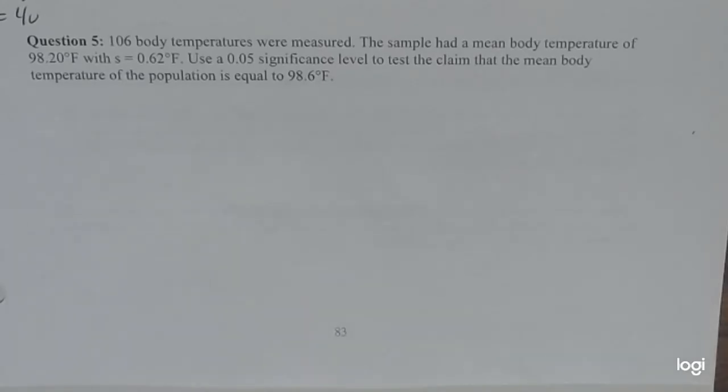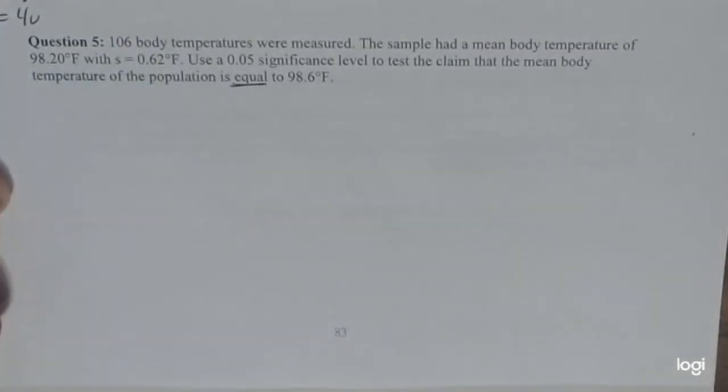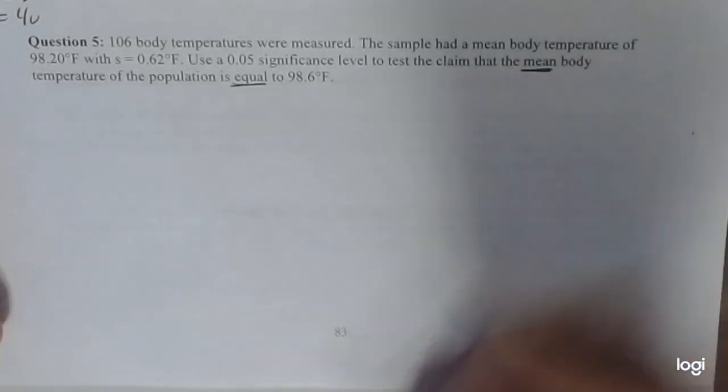Okay, so let's go on to question 5 now. 106 body temperatures were measured. The sample had a mean body temperature of 98.2 with s being 0.62. Use a 0.05 significance level to test the claim that the mean body temperature of the population is equal to 98.6 degrees. So it's a mean again, right? It straight out tells us it's a mean.